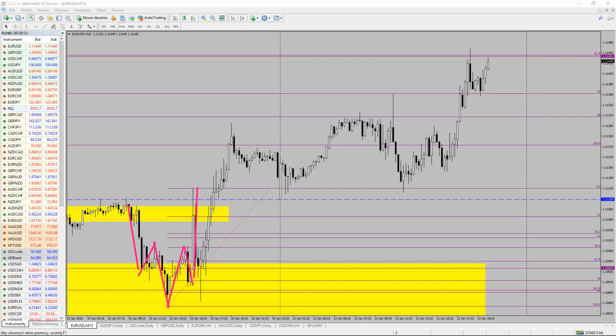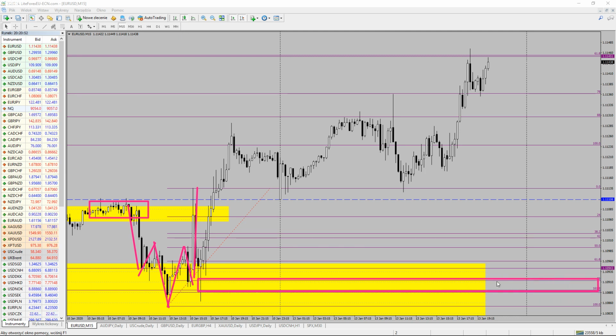What happened? Well, we took out the swing high of those two legs to the downside. Cool, what do we do? We are placing our Fib. Where is our buying zone? That's our buying zone. Where is our stop? 2 pips under the low. What is our first target? 23, 24.